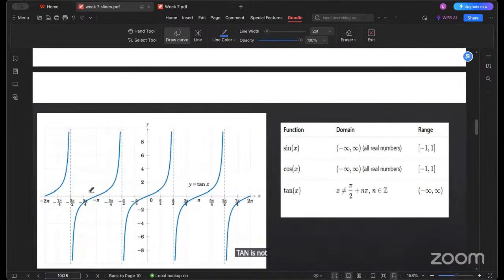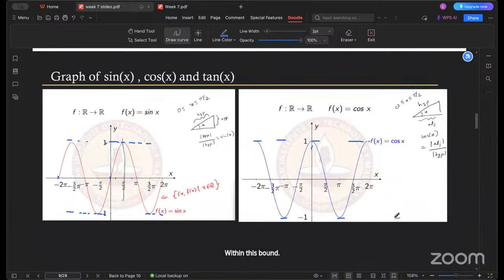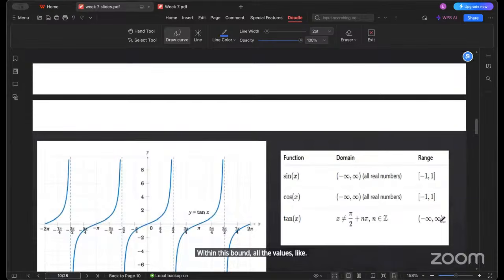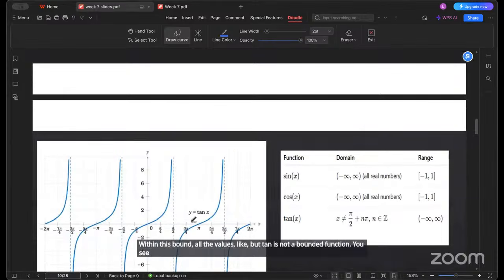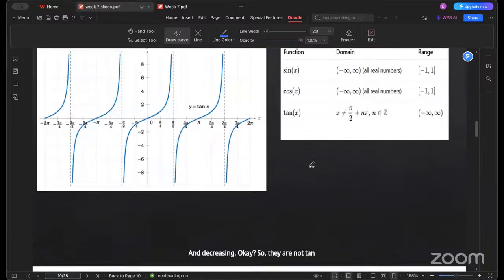Since the cos value is becoming 0 and tan is sine divided by cos, you see that tan is not defined at those points. So this is about the domain. About the range, you see that sine and cos are bounded functions. Within this bound, all the values lie. But tan is not a bounded function. You see the values keep on increasing and decreasing. So tan is not bounded.